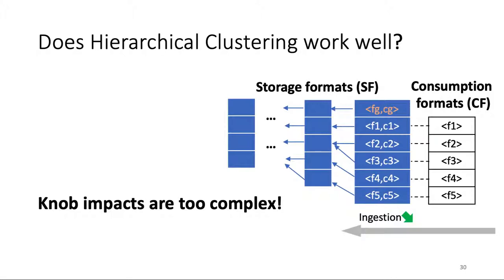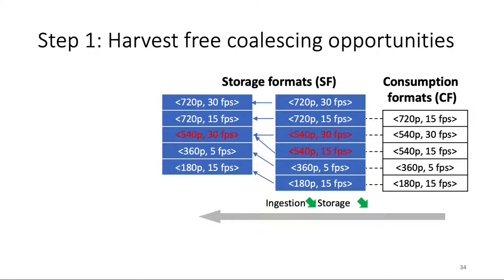Because knob impacts are too complex, simply normalizing all the values on each dimension will fail to give the optimal set of video formats compared to our solution. And it also incurs 2.2x storage cost than our approach. So our approach works like this.